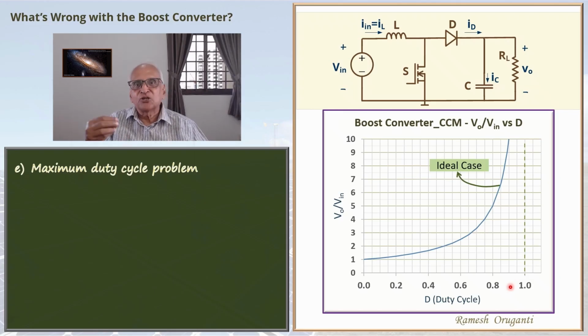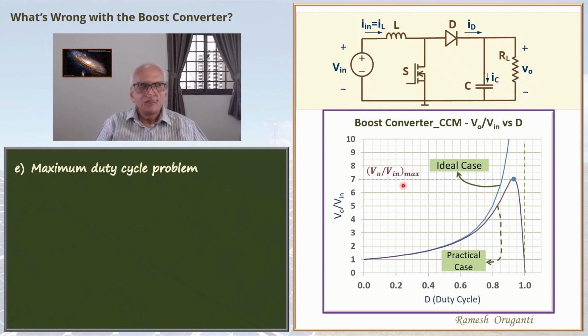In a practical circuit, due to losses in the circuit, the voltage gain curve is going to look more like this. It will start from close to 1 and then build up to a maximum value V0 by Vin max. That maximum occurs at some duty cycle, let's call it D max. Beyond D max, the voltage gain will start to fall. As you increase the duty cycle, the voltage falls because of excessive loss in the circuit. This is how a practical boost converter is going to behave.